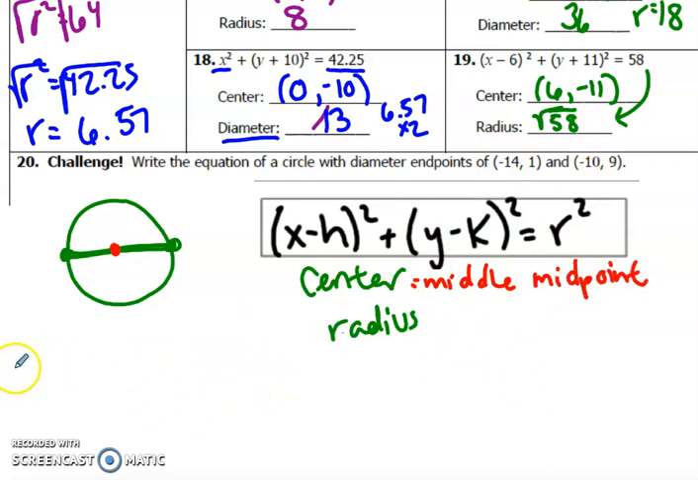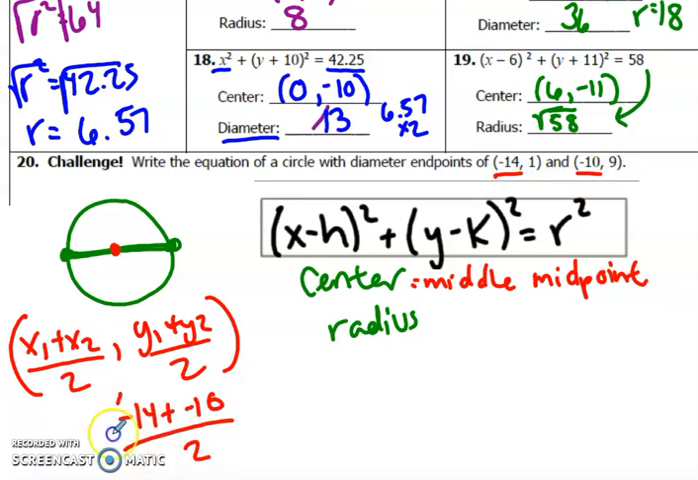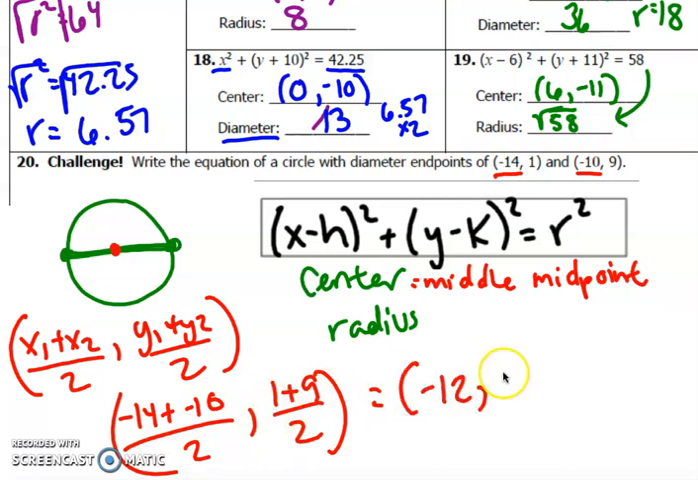We've got a lovely formula for midpoint. You add your x's and divide by 2, and then you add your y's and divide by 2. So that'll find the middle of the x's and the middle of the y's. So here are my x's. So I'm going to say negative 14 plus a negative 10 over 2, and then 1 plus a 9 over 2. So negative 14 and negative 10 is negative 24. Negative 24 divided by 2 will be a negative 12. That would be 10 over 2, which is a 5. Okay, so here is the center of my circle.